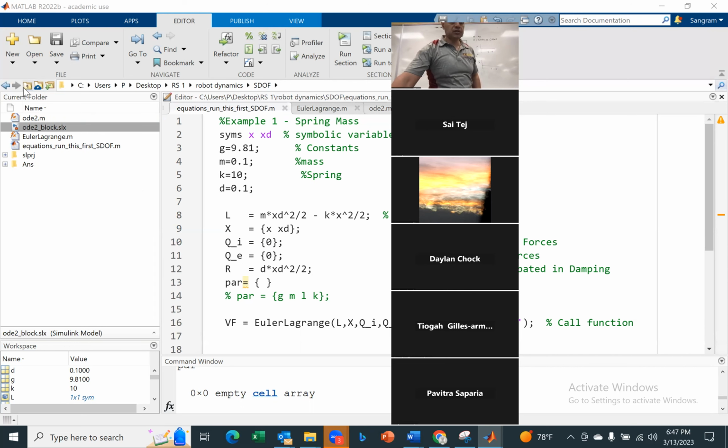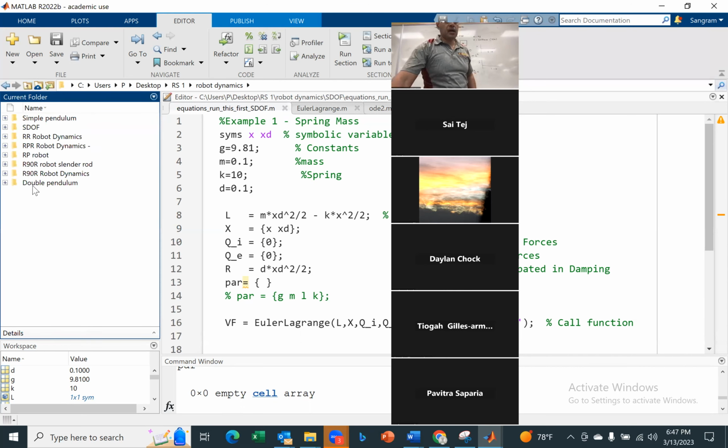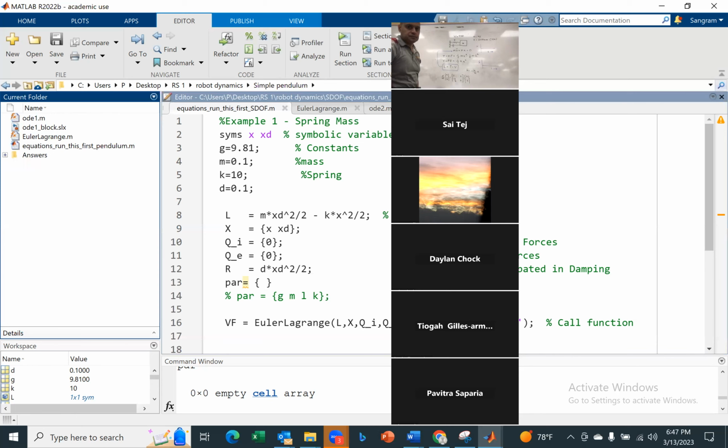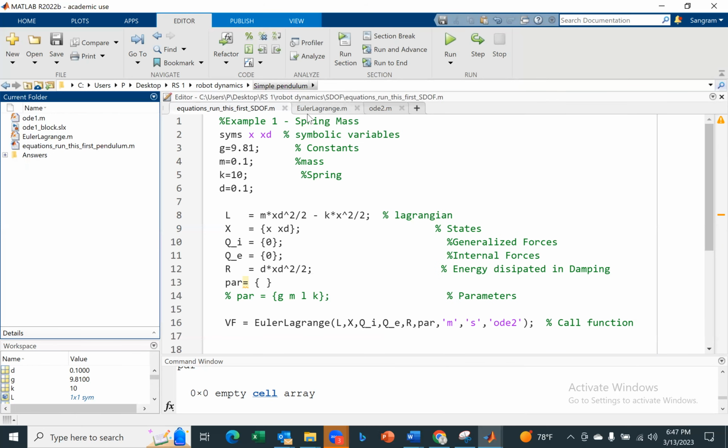So what I want you to do is go back and open up simple pendulum. Do you want me to derive the Lagrangian for the simple pendulum? We derived that in last class. Remember simple pendulum? Okay, so I'm going to jump directly onto the code. So go to this code, equation, run this first.